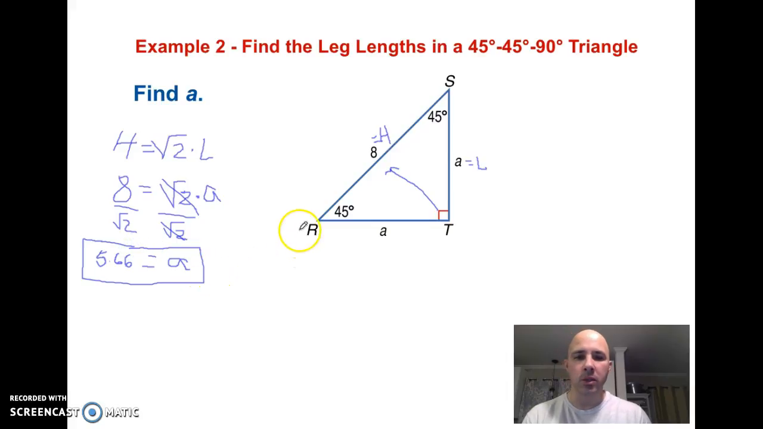And again, notice that the leg, which is, whoops, sorry about that, 5.66 has to be smaller than the 8. And for some of you guys who want to go beyond, if you go 5.66 square that, it should equal 8 squared. So, let me know if you have any questions on example 2.